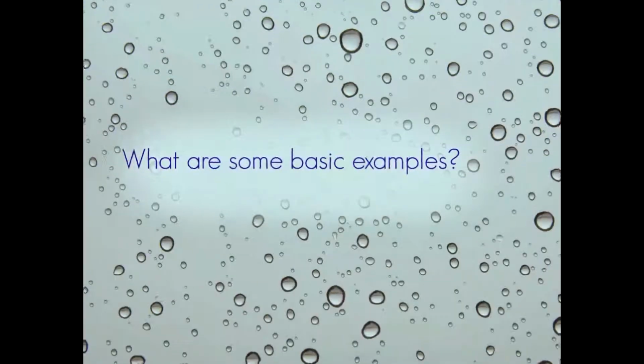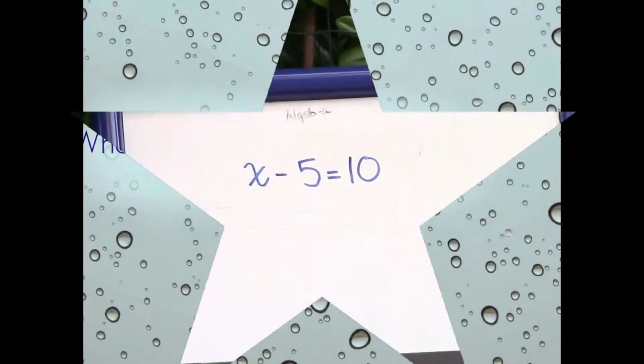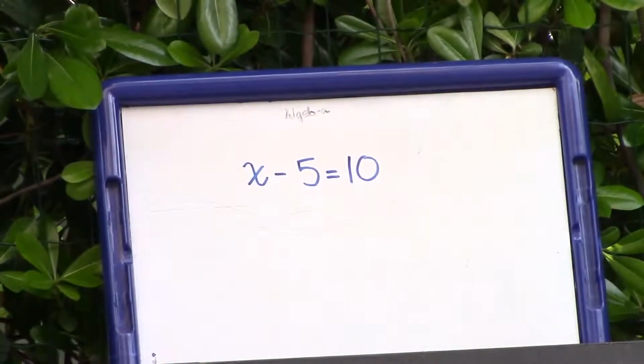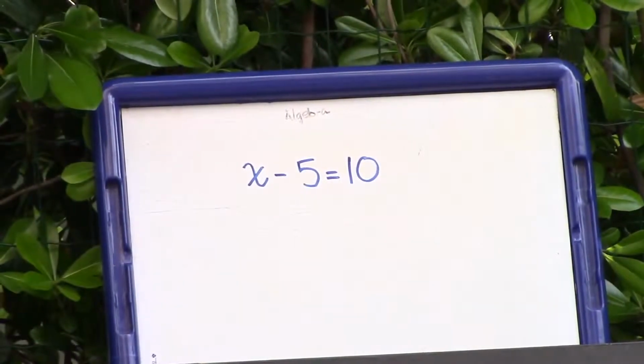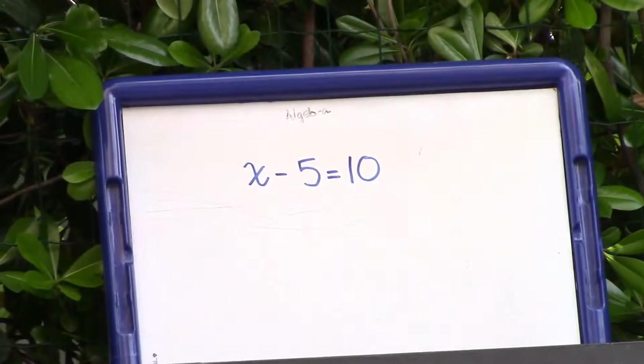An equation is an expression that compares two equal values. So here are some examples. Let's start with an easy example about an equation: x minus 5 equals 10. Try to solve it.